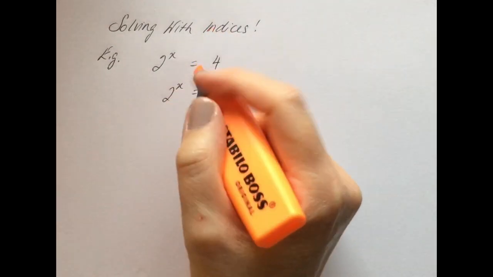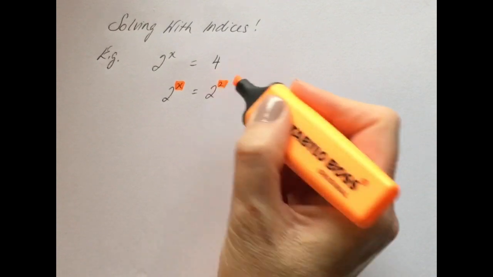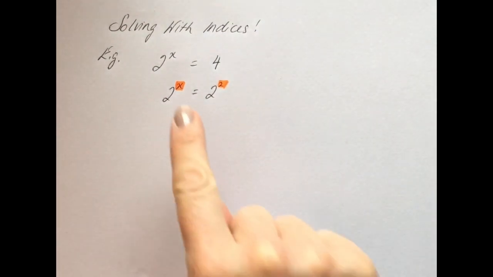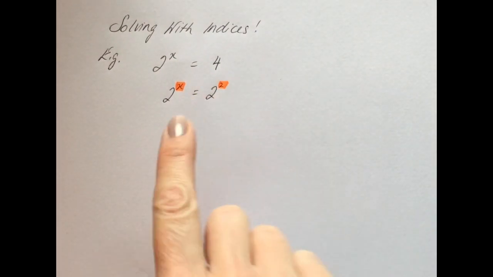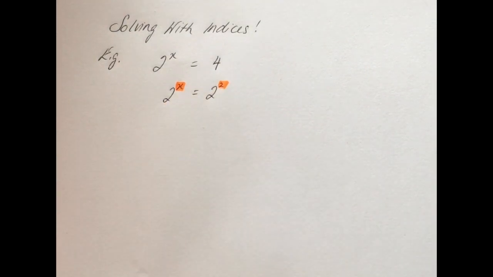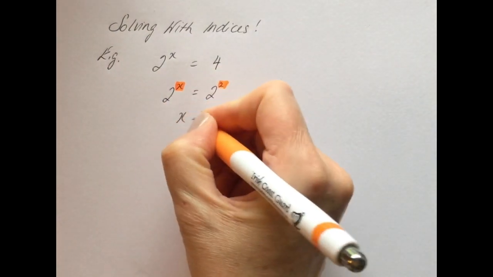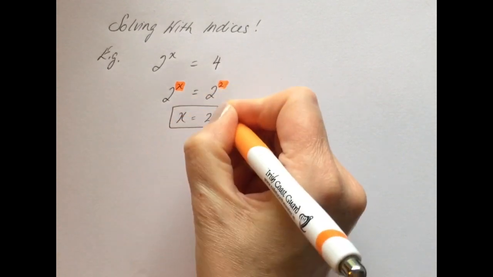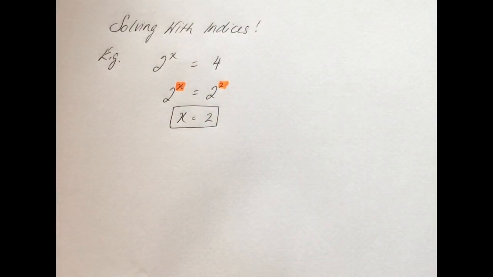Now we have the left-hand side looking like the right-hand side, and this is where we can now pull out our answer. That means if 2 to the power of something has got to equal 2 to the power of 2, that means the something must equal the 2. In other words, x is equal to 2. Okay, now that is our approach with all of these kind of equations.